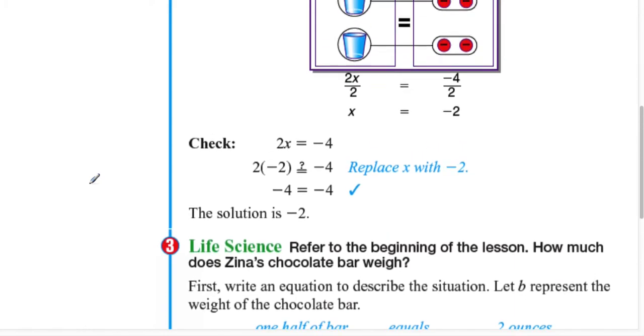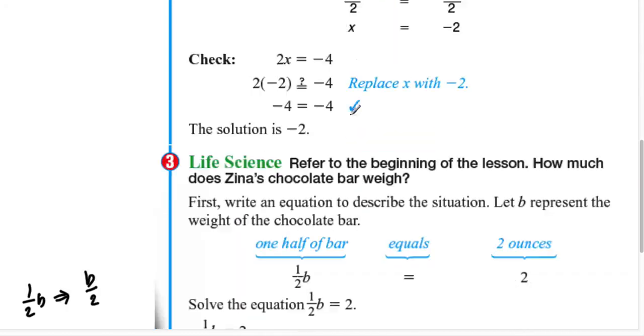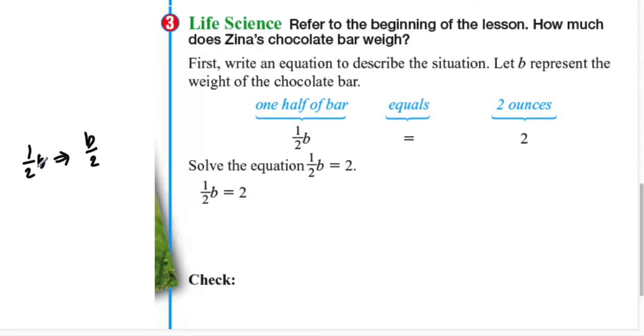If you recall what we did here, when we are multiplying 2x, we undid 2 by dividing both sides by 2, because the inverse operation of multiplication is division. So in this case, since 1/2 B is the same as B over 2, we need to undo 2. Remember, a fraction bar indicates division. We need to undo division by multiplication. So in order to undo 2, we need to multiply both sides by 2.